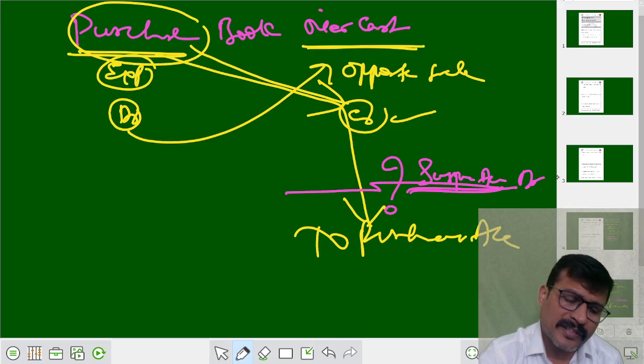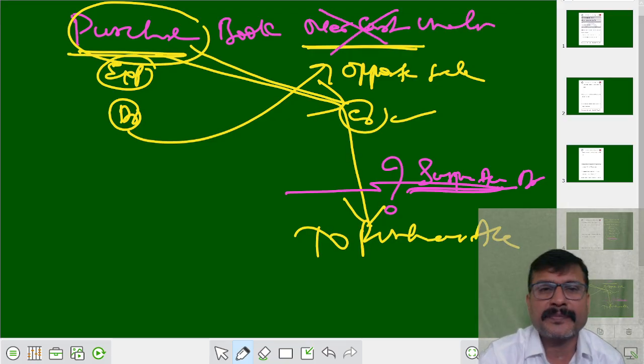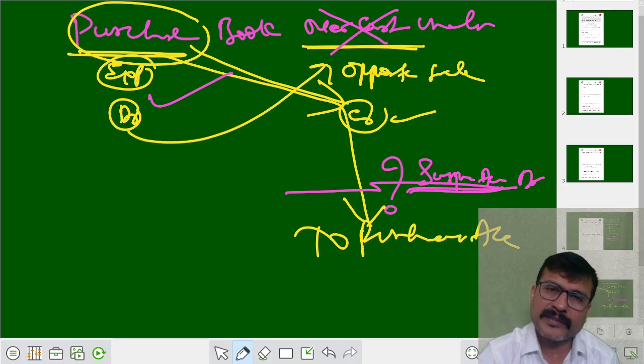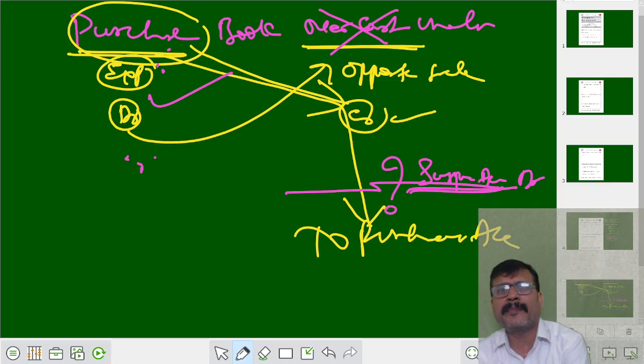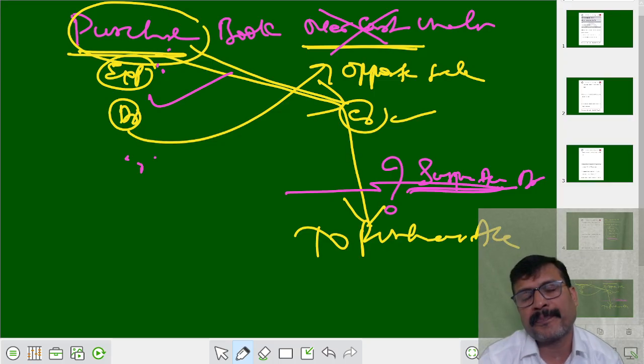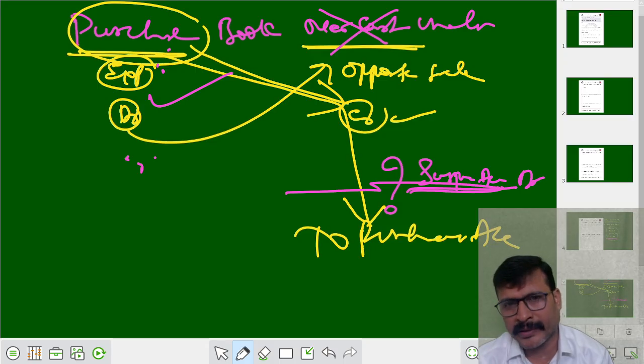If the same thing, instead of over cost, is under cost, we have to take it on the same side. Same side means debit side. So purchases account debit, and what to write in credit? Write suspense account. This is the thing you have to remember. Okay, fine.